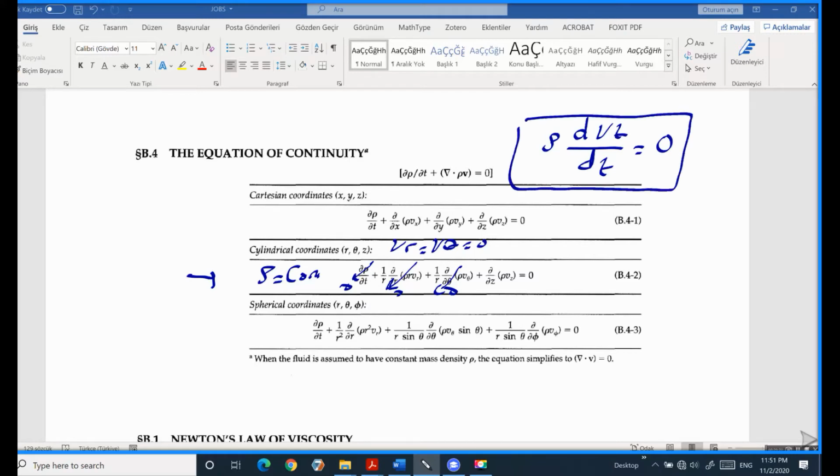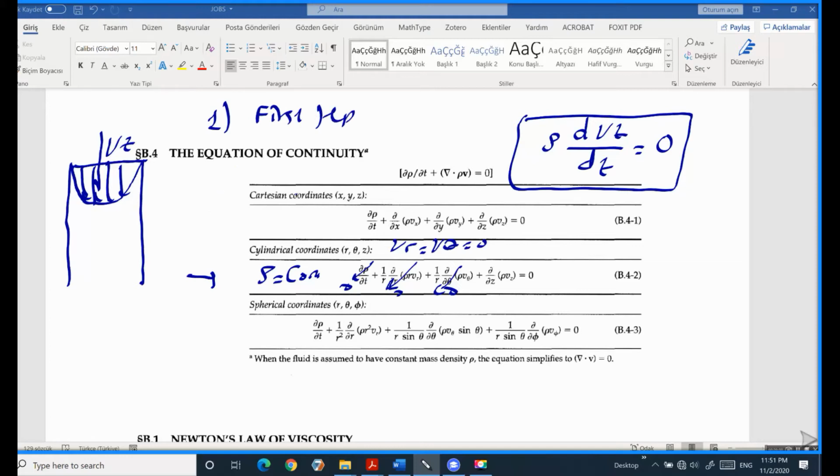From the equation of continuity, what we see is that in the circular tube, the velocity distribution is not dependent on the z direction, just dependent on the r direction. So this confirms that the velocity distribution result comes from the equation of continuity. This is the first step for the problem solution. And let's go to the second step.